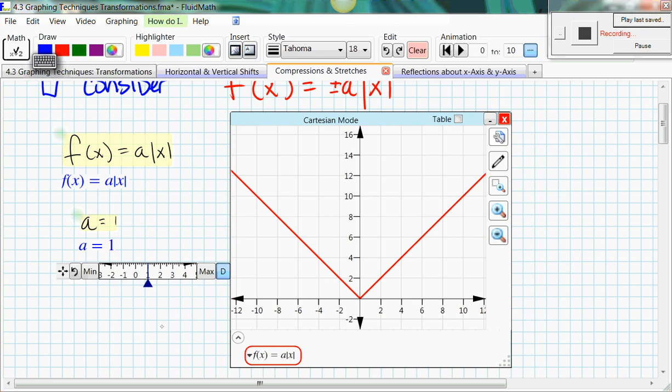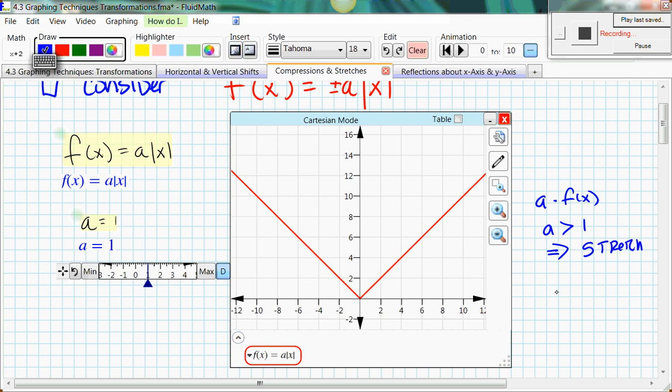So if I multiply A times f of x, any one of my parent functions, and A is greater than 1, that implies I'm going to have a stretch.